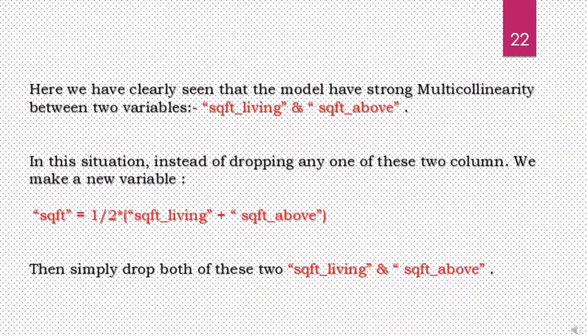Here we have clearly seen that the model has strong multicollinearity between two variables, square foot living and square foot above. In this situation, instead of dropping either one, we make a new variable square foot equal to 1/2 times (square foot living plus square foot above). Then we simply drop both square foot living and square foot above.